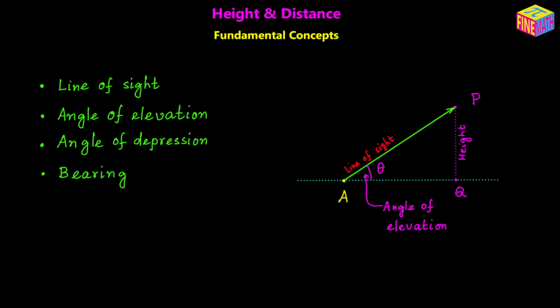And if we drop a perpendicular from P onto this ground level horizontal line, let's suppose it landed at point Q, so PQ will be considered the height of the object from the ground level.